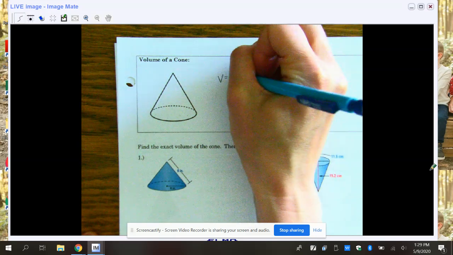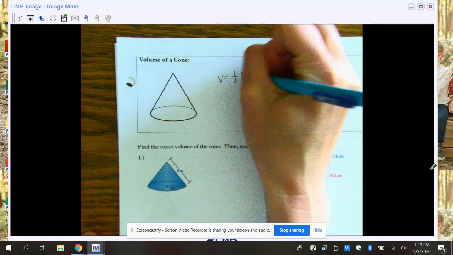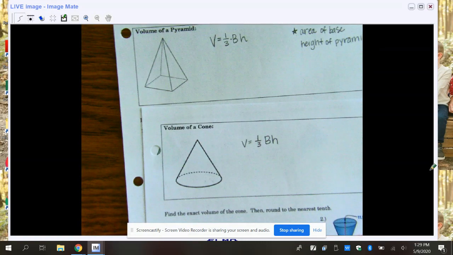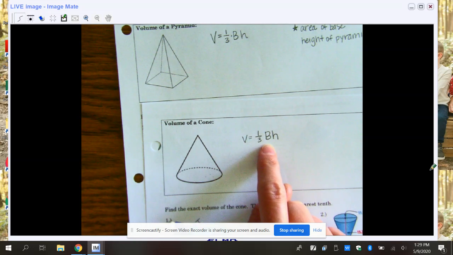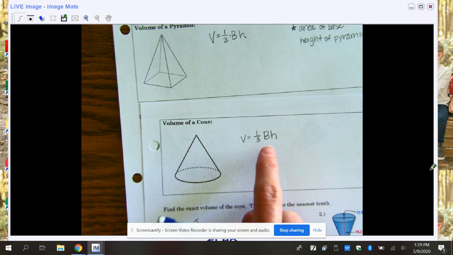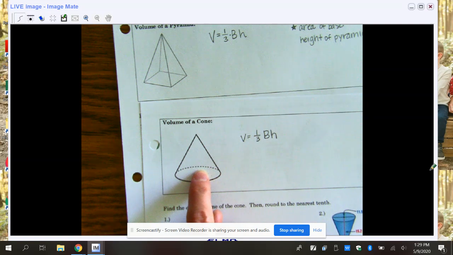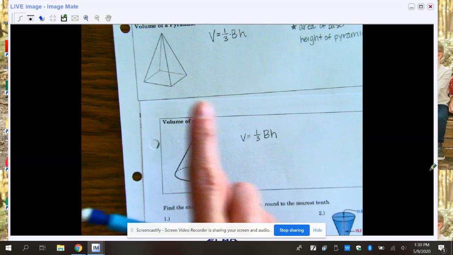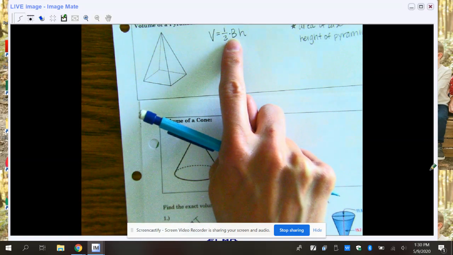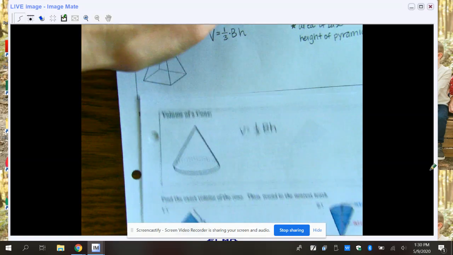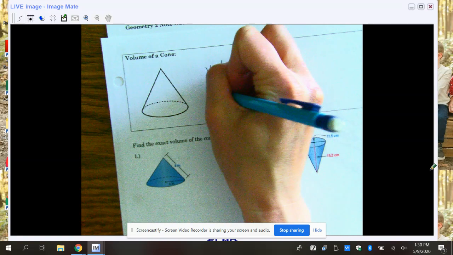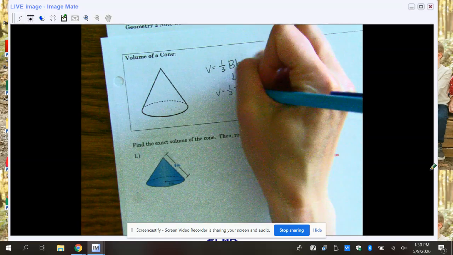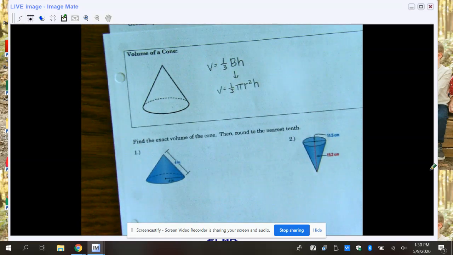So the formula for volume is still 1/3 times the area of the base times the height, just like a pyramid. The only difference is we can kind of break this down even more, because the base of a cone is always going to be a circle. The base of a pyramid is not always going to be a square, so we can't specify what that area is in a pyramid. So I can rewrite this as 1/3 the area of the circle, which is pi r squared, times h. That's going to be our formula.